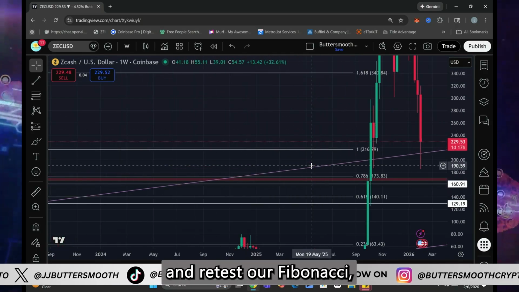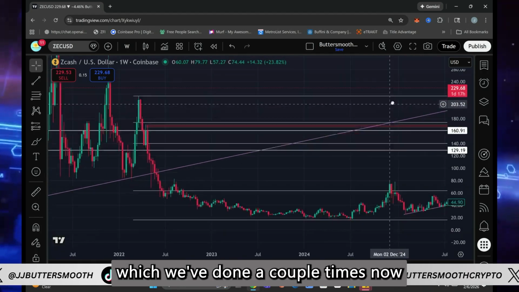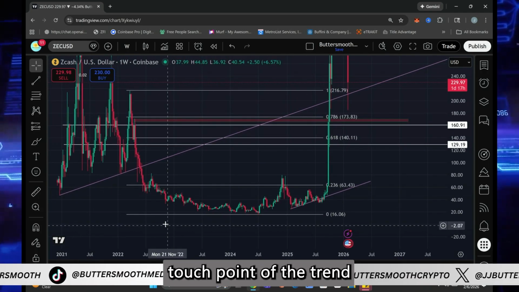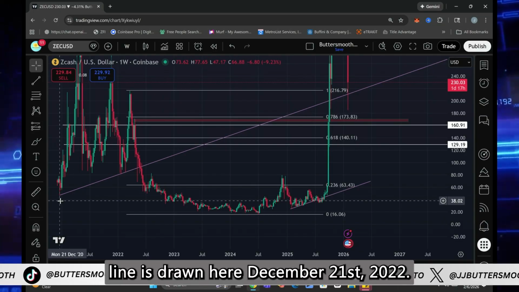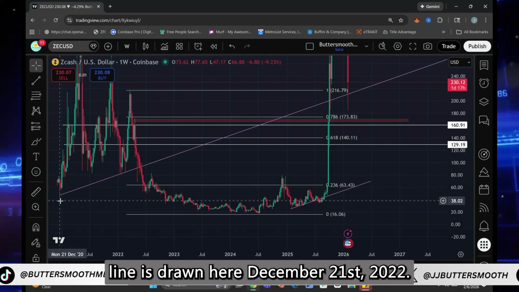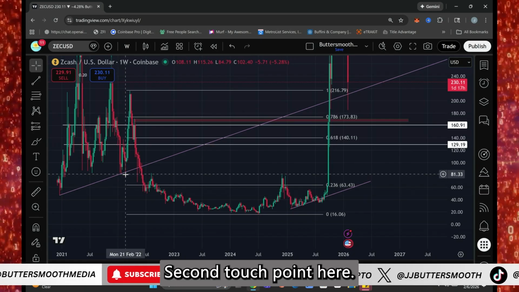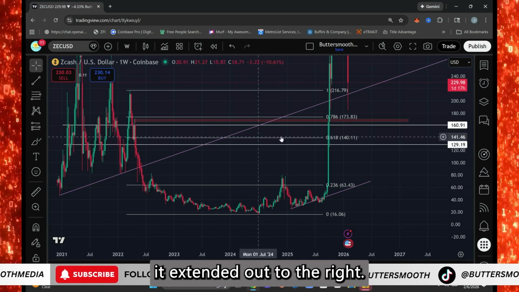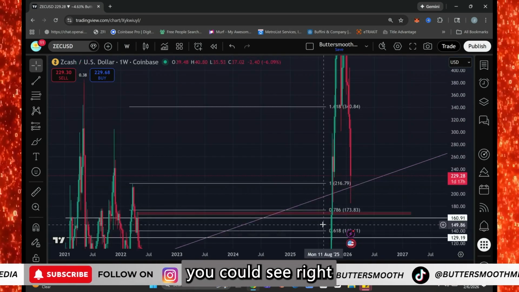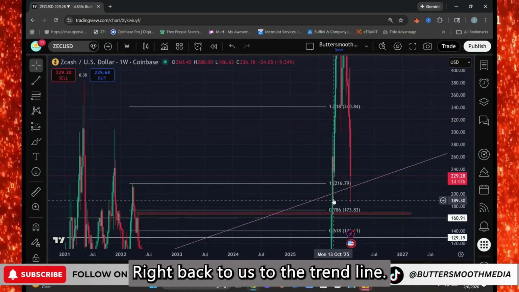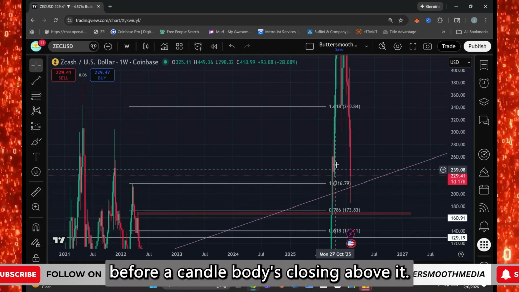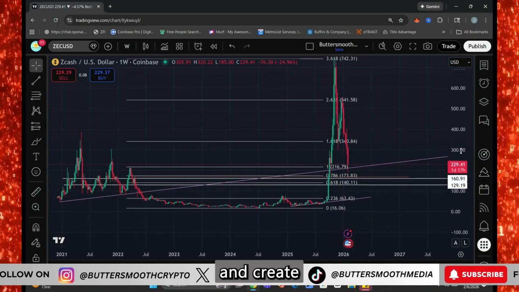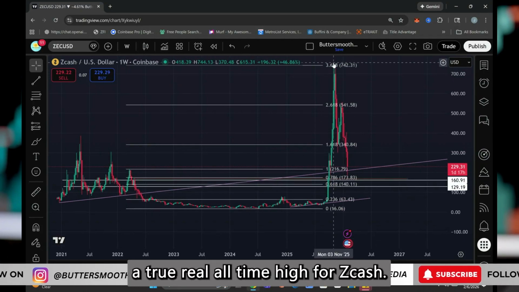We'll come back down and retest our trend line, which you can see here. First touch point of the trend line is drawn here, December 21st, 2022. Second touch point looks like February 21st, 2022, and we just have it extended out to the right. Once we broke above it, we got pulled right back to the trend line. We wick below it before a candle body closes above it. We go absolutely extra parabolic and create a true, real all-time high for Zcash.